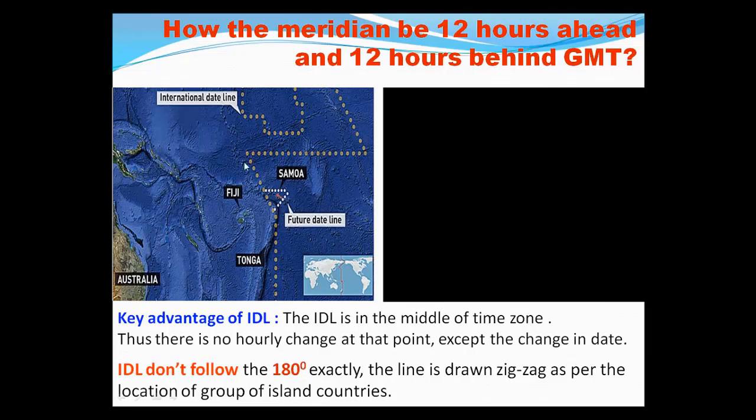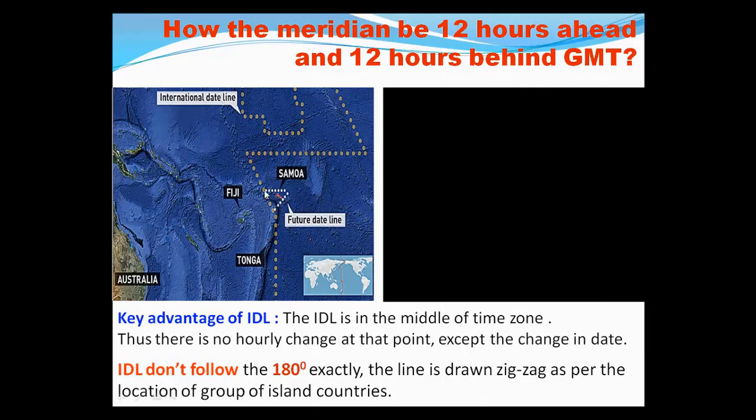Now this line is zigzag. Now what is the idea behind keeping the line zigzag? If the line is passing over any island country, there will be confusion of two dates. To avoid any confusion of two dates in a particular country, they have drawn this line a little bit deviated, or you can say in a zigzag manner.